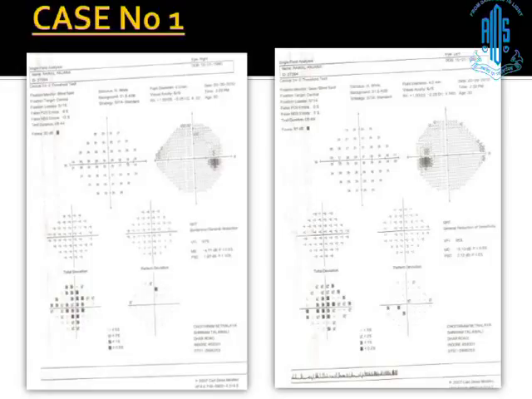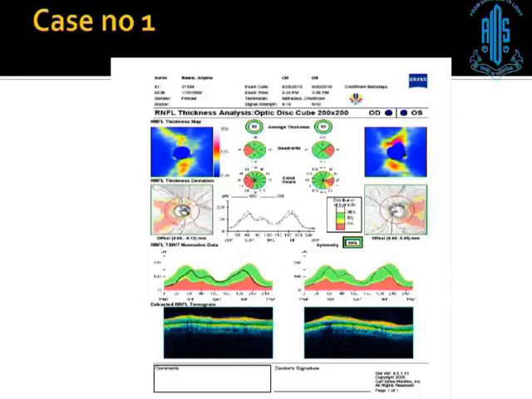Just a couple of examples. You see here, this patient has almost a normal visual field in both the eyes, but on clinical examination, the discs were looking very suspicious, and when we did the OCT, you can see that the whole papillomacular bundle is lost, and you can see the enlarged cup, significantly enlarged cup.